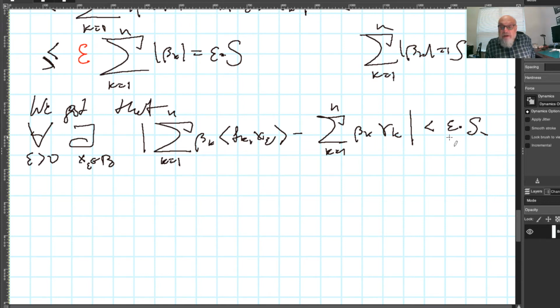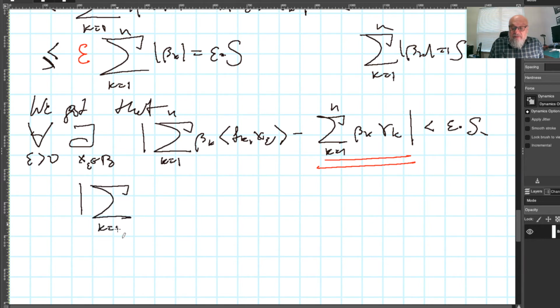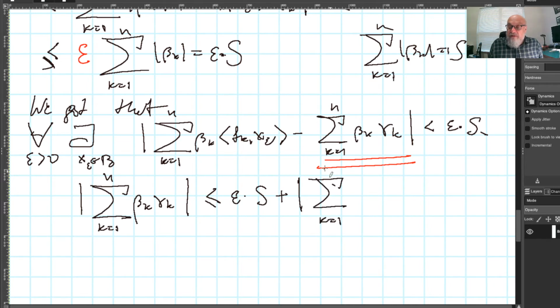Good. So now what do I do here? I just simply use the triangle inequality to get that one on the left. So I put here the sum over k equals 1 to n of beta k gamma k, and I say smaller or equal to epsilon times s, I keep it, plus the sum over k equals 1 to n of beta k f k of x epsilon.